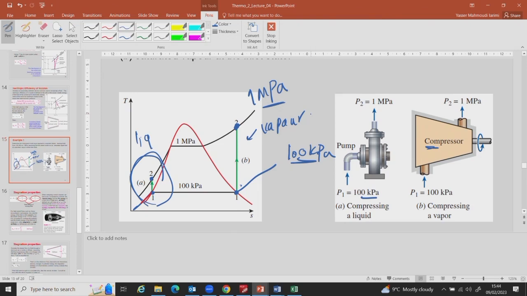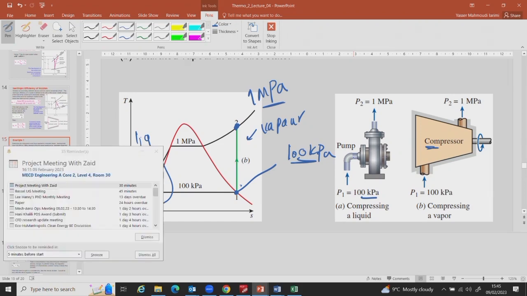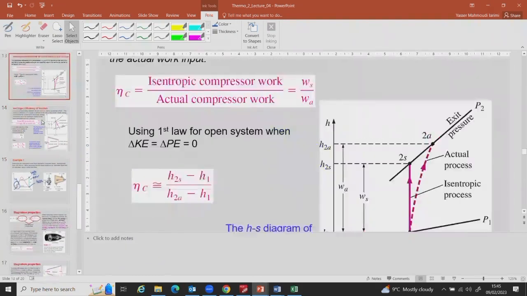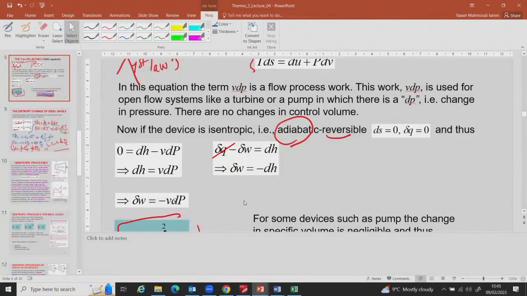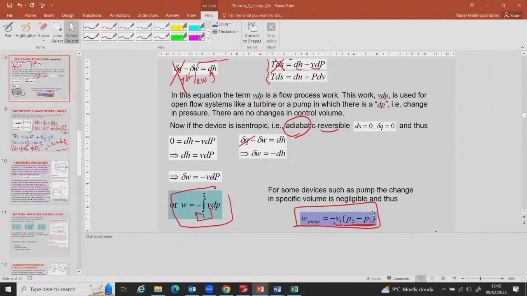Now, we want to know, if the pump is going to do this pressure rise compared to a compressor doing this pressure rise, how much power or work would be required. Now, you remember what I told you about pumps. The formula we use to calculate pump work is this one. Remember that this is used only for pumps because the specific volume is constant. You cannot apply this for compressors. For compressors, I need to use the usual form of the first law of thermodynamics.